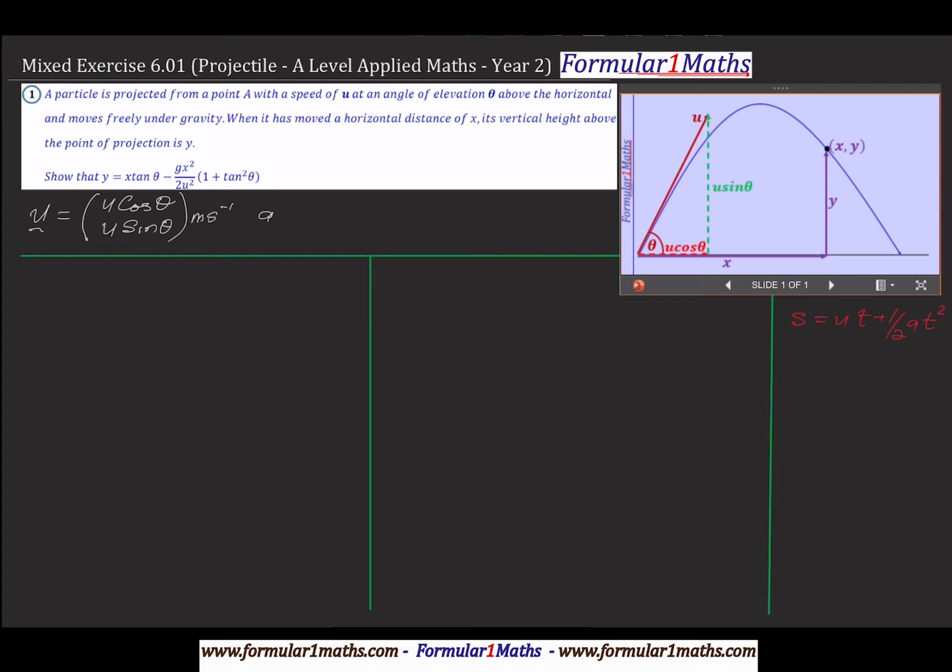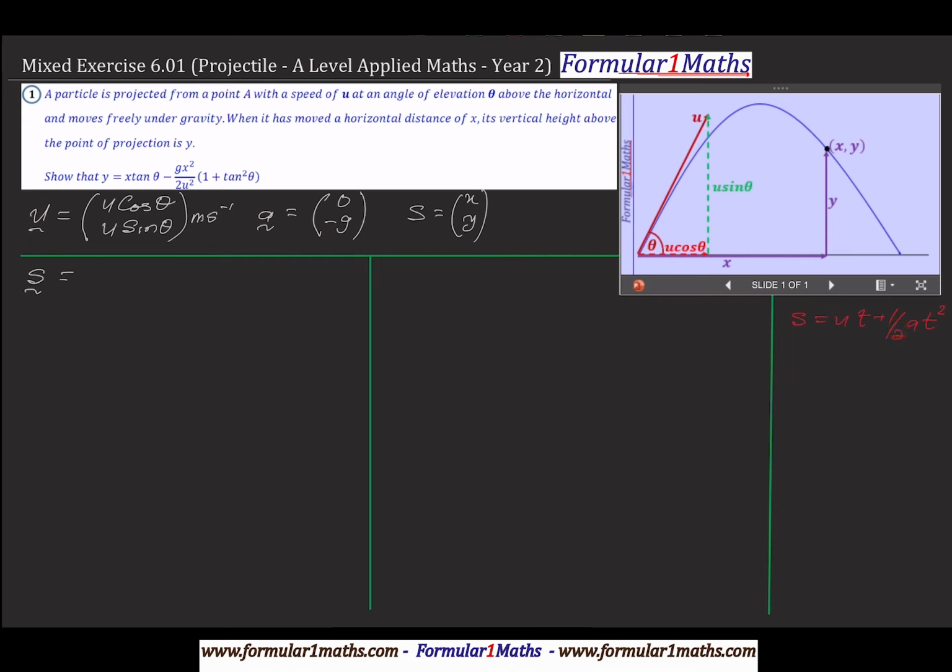a, which is also a vector, will be equal to 0, minus g. Because I'm taking the upward direction to be positive and the downward direction to be negative. And because gravity always acts downwards, it will be negative. And that's why this one is minus g. So therefore, s will be x, y.